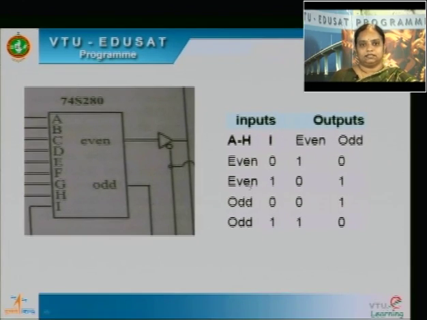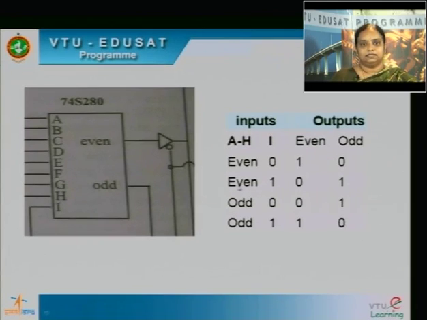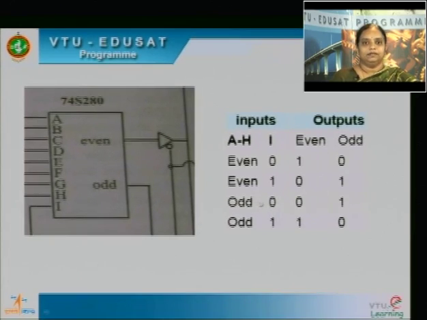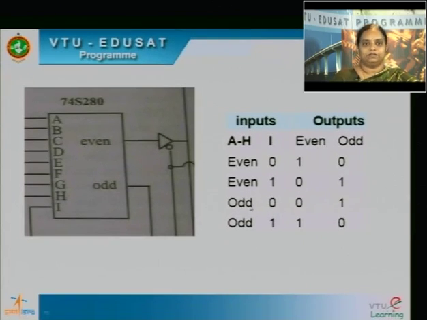In the other two cases, the total number of ones is 4, and I is also 1, so 4 plus 1 is 5. 5 is an odd number of ones. Since it's an odd number of ones, odd will be high and even is 0. And the last case, I is 0, but A to H has odd number of ones, let us say 1 or 5 or 7. So automatically this odd will become 1 because odd number of ones we have. So this is how this even parity checker works.